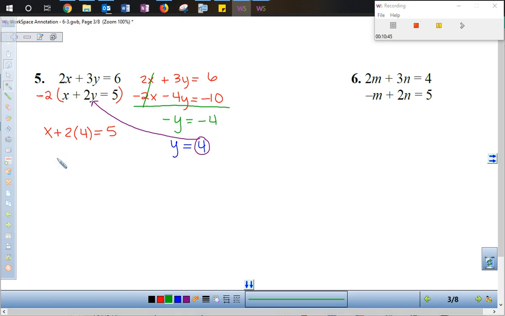Now I can multiply those two together, and I'm going to get x plus 8 equals 5, and subtract 8 from each side. So if I subtract 8 from my left side, I'm left with x, and if I subtract 8 from 5, I get negative 3. So that means my answer in ordered pair is x comma y, so that's going to be negative 3 comma 4.